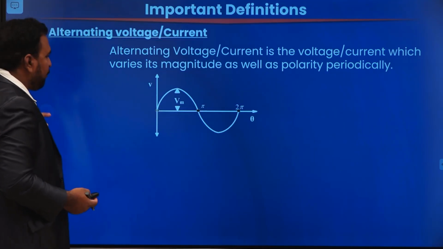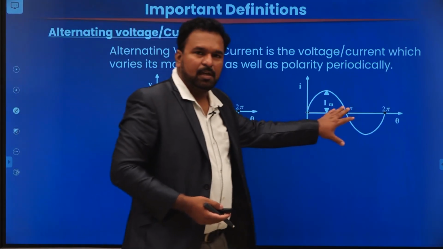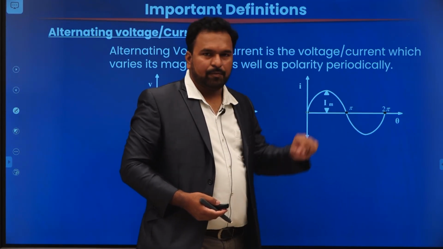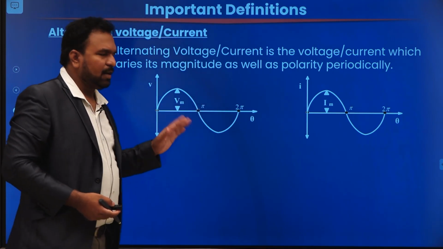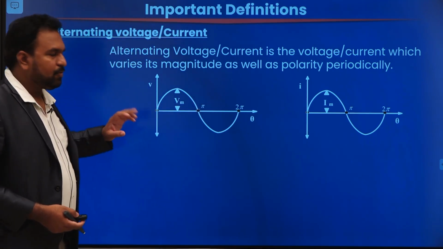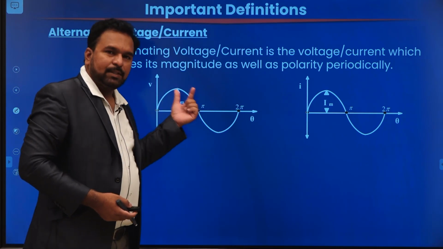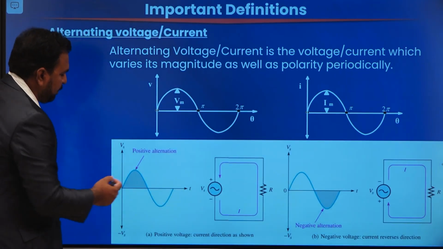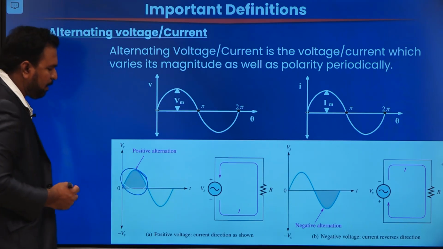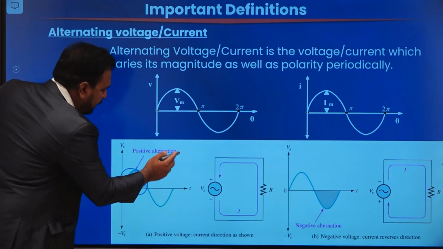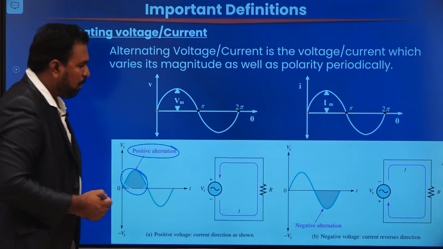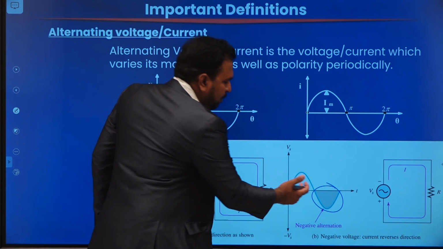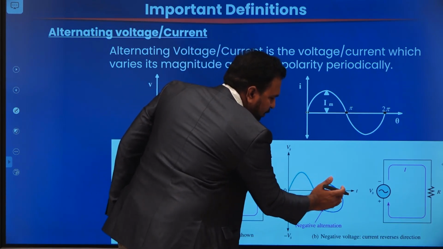Similarly, how do you represent current? This is the representation of an alternating current waveform using a sinusoidal waveform. So these two quantities are called alternating voltage or current, which varies magnitude as well as polarity periodically. See here, the positive half cycle, where the magnitude is positive, we call positive alternation. When the polarity changes, the negative half cycle, the polarity is negative for half of the total duration.